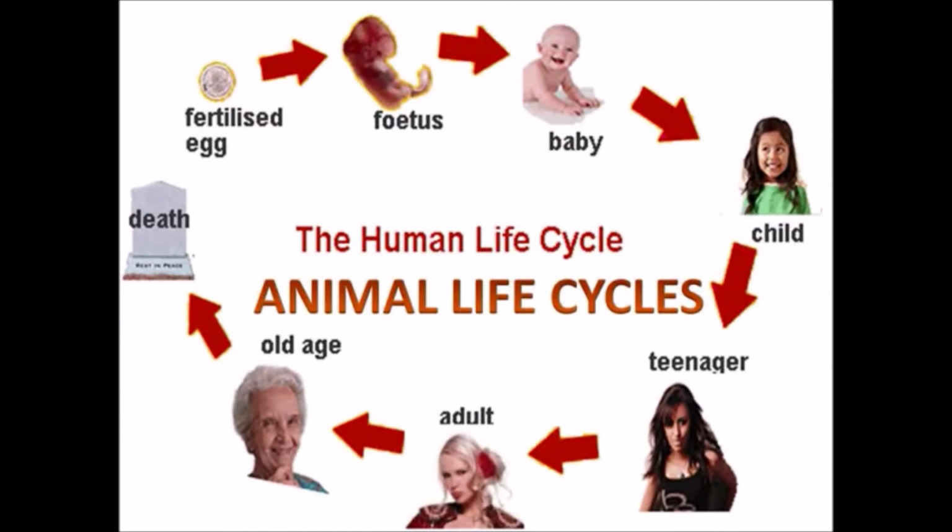The animal life cycle. The first one is the human life cycle, where a fertilized egg grows into a fetus, to baby, the child, teenager, adult, old age, and then they die. In the same way, you have the life cycles of other animals.